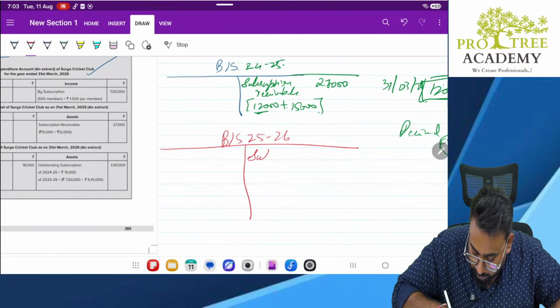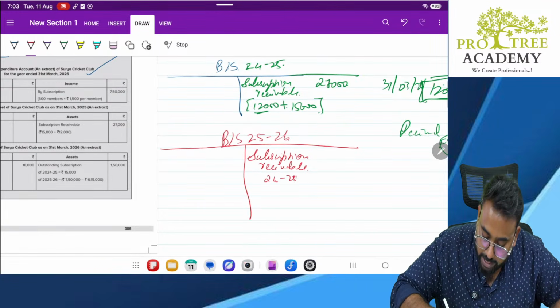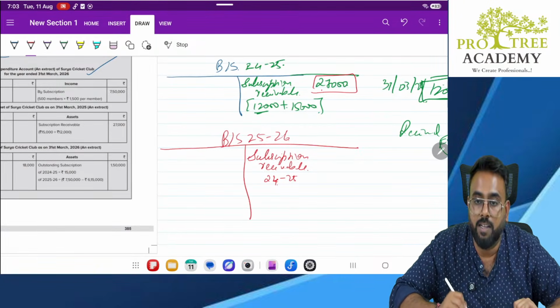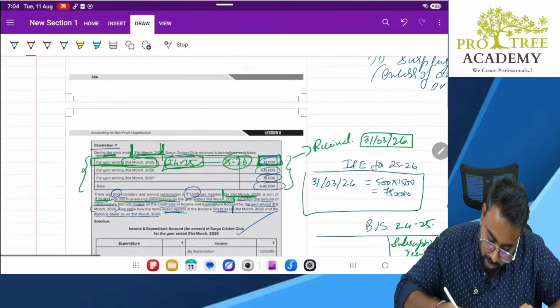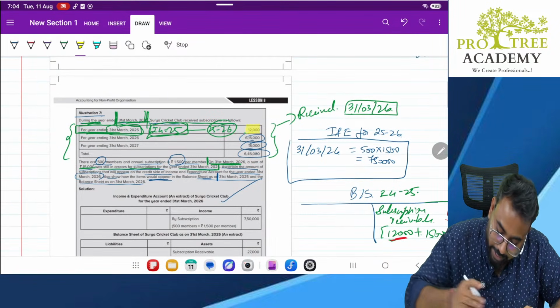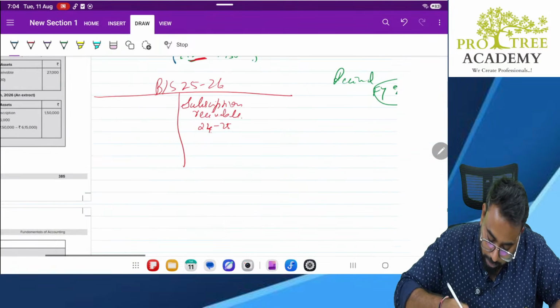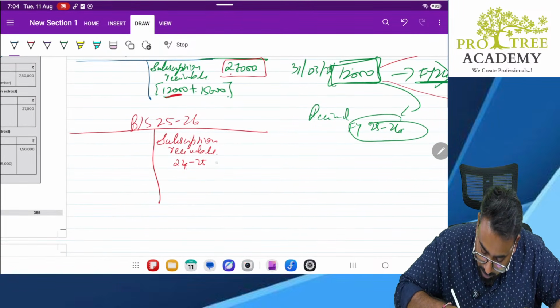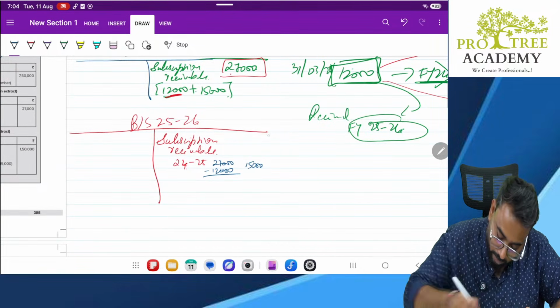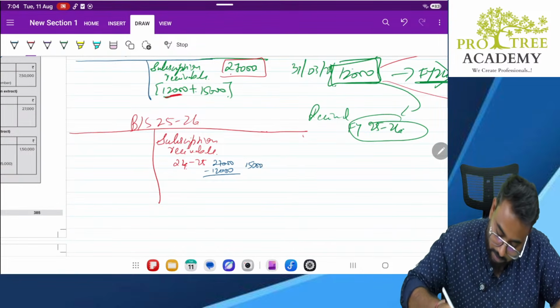Subscription receivable. First we'll calculate 24-25. How much was last year receivable for 24-25? 27,000. Out of which 12,000 is already received in the current year here. See, 12,000 is already received. Yes or no? 12,000 is already received. So that will get reduced. So now for 24-25, what is remaining? 27,000 minus 12,000. So remaining is only 15,000. Correct?